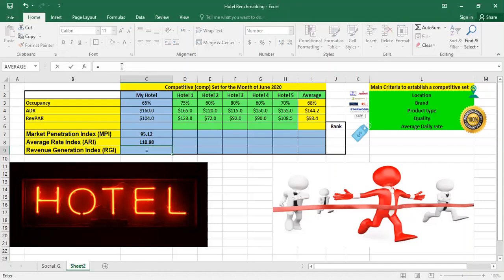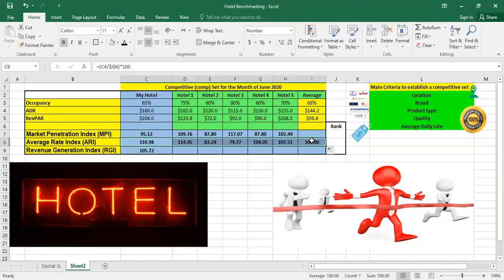Now, in order to calculate the revenue generation index, we have to divide our RevPAR by the RevPAR in the market, or the average RevPAR in the market, and we multiply it by 100. Okay, so for the revenue generation index, we are doing better than the average of this market. We can drag here the index in order to calculate the index for the different hotels. Also, we can calculate it here. We will have 100 at the end. Why? Because it's the average.